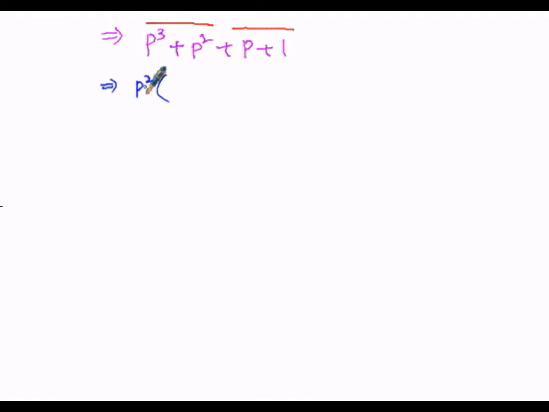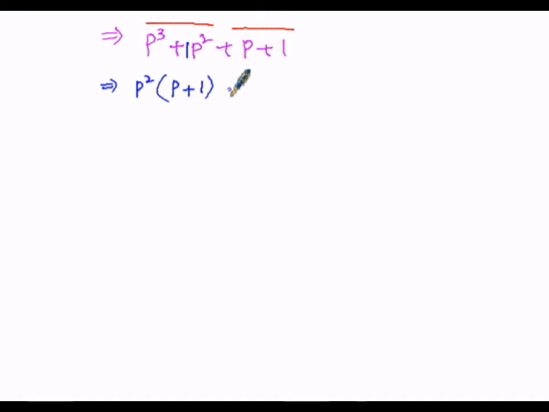When p square is taken out, one more p will be left over, because the exponent of the first term is 3. There are already 2 p's, that is the exponent is 2, and we need one more p, that is p to the power of 1, to add up. So 2 plus 1 will be 3. So p cube is p square into p to the power of 1, plus p square is already taken out as common, its coefficient is 1, so 1 is left over within the bracket.